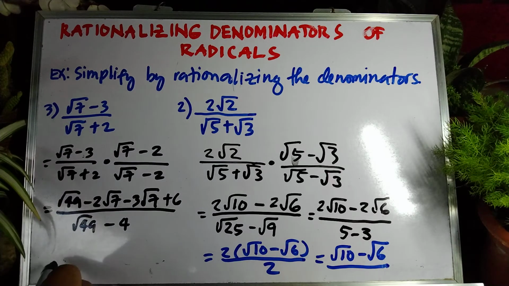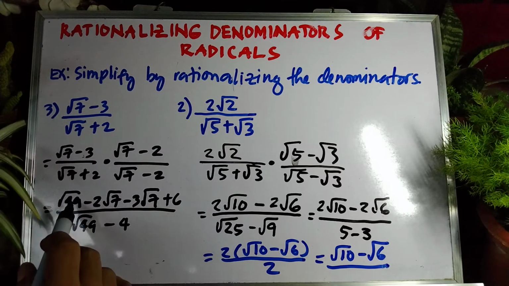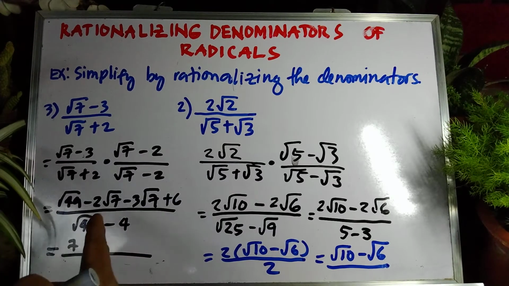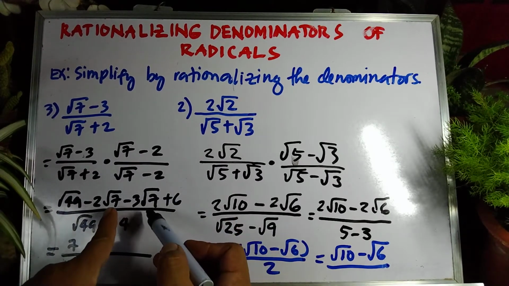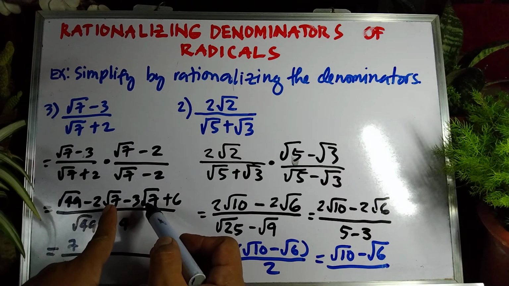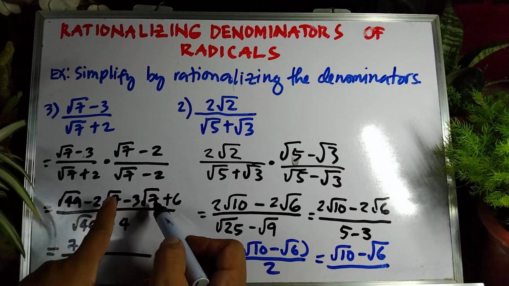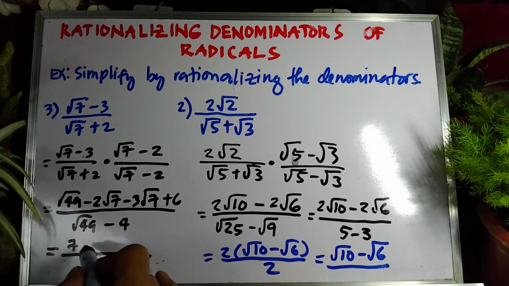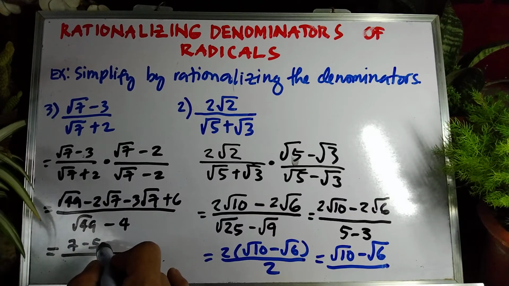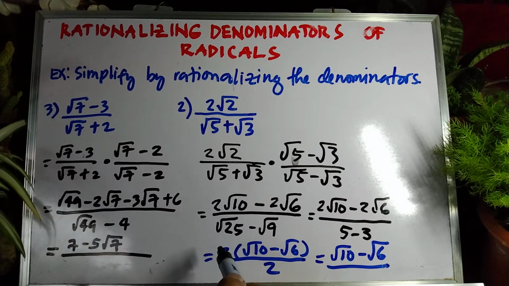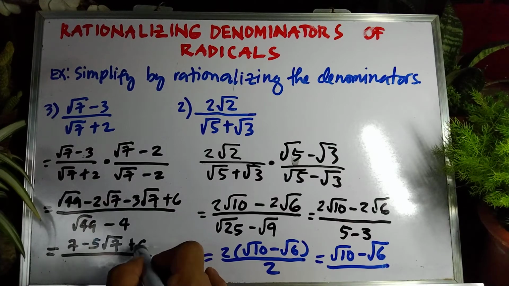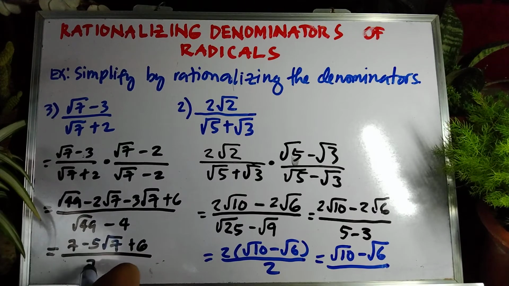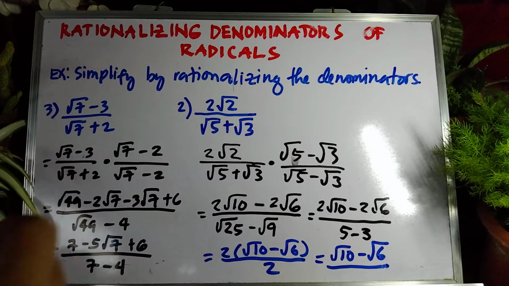So, let's continue. What is the square root of 49? You have 7. The terms with square root of 7 are the same radicals, because they have the same index and the same radicand, which is 7. So, we just add. Negative 2 minus 3 is negative 5, you copy square root of 7. Then, plus 6. All over, what is square root of 49? That is 7 minus 4.